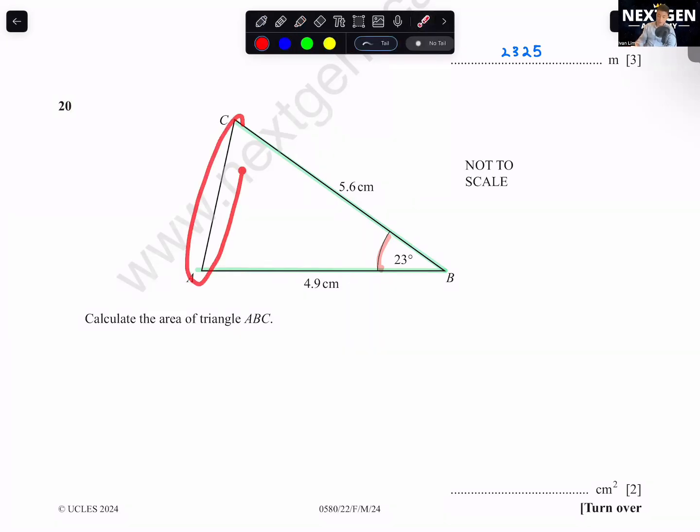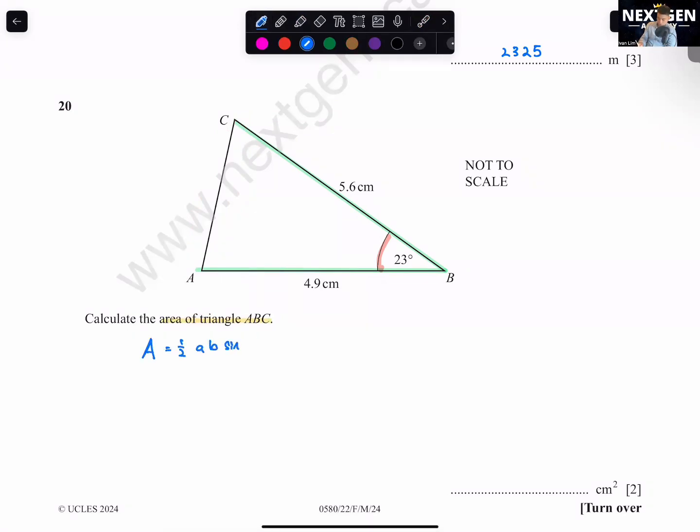Cos rule is to find the length. We want to find area of the triangle. Yeah, okay, the other formula. You all need to memorize all the formula. Area here is 1 over 2 ab sine C. a and b are the two sides, 4.9 times 5.6 times sine 23 degrees. Which you get 5.36 cm squared.